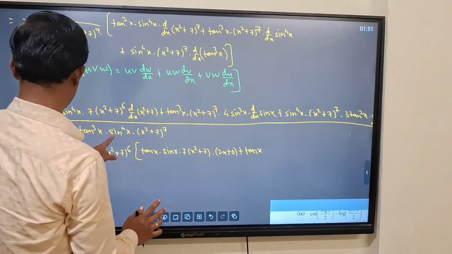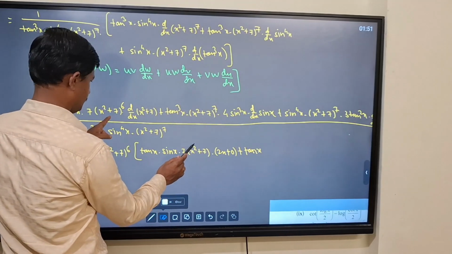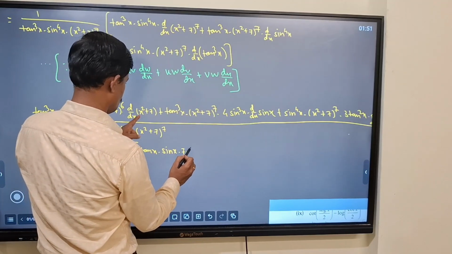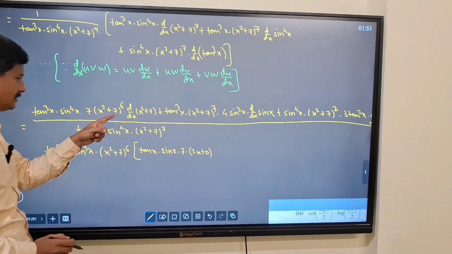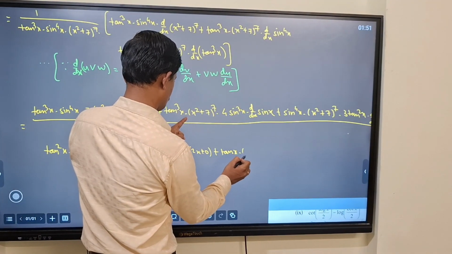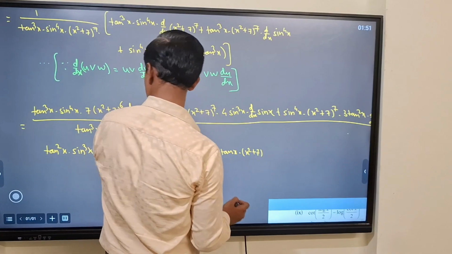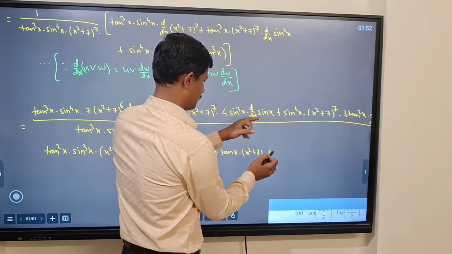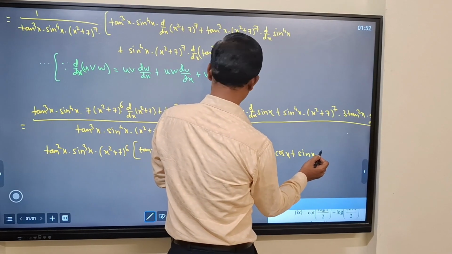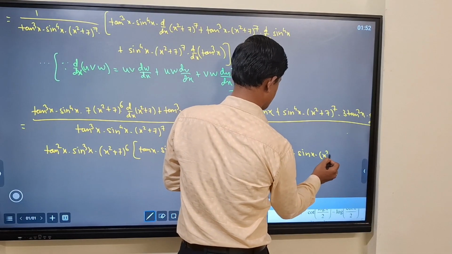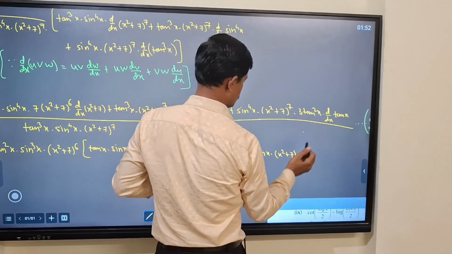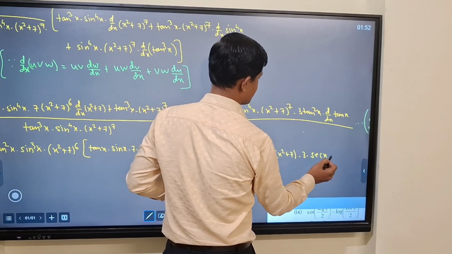Sorry, here this term will not remain. Okay, so I will rewrite it. This is 7 into 2x plus 0. Differentiation of this goes out. Now here what remains? Tan x into x square plus 7, into sine cube is already out. So here remains 4, and differentiation of sine is cos x, plus here again sine x remains, x square plus 7 remains, and tan square x is already common. So here remains 3 into differentiation of tan x, which is sec square x.